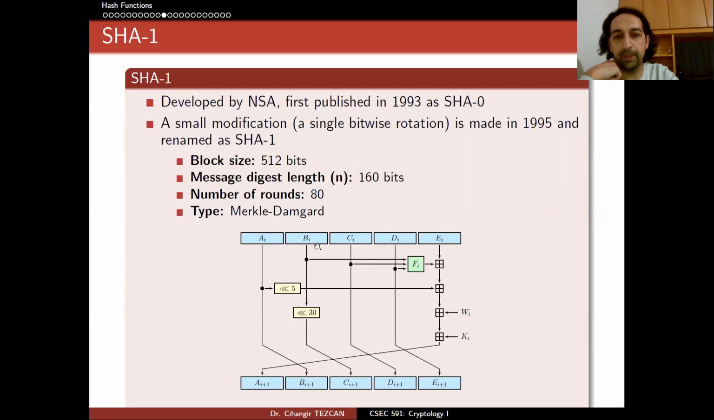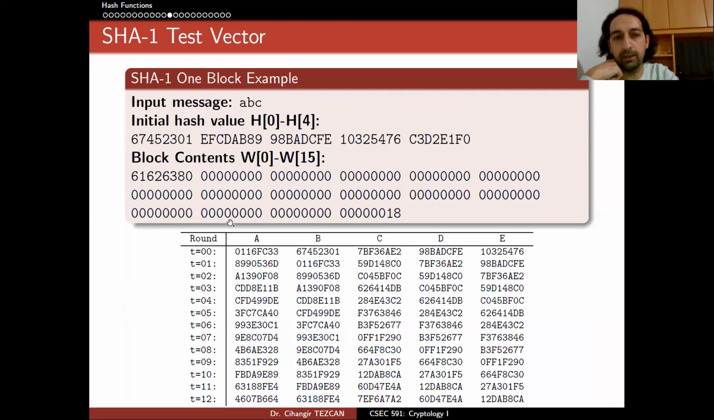For this reason, now we have another word here, E. And the number of runs is increased again, to 80. But again, this is not secure. We have collision attacks for this.